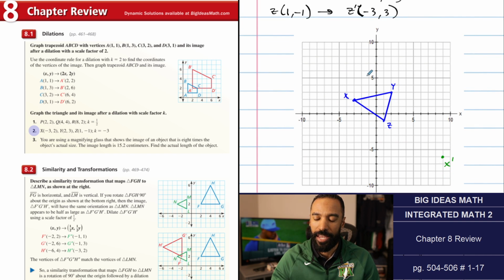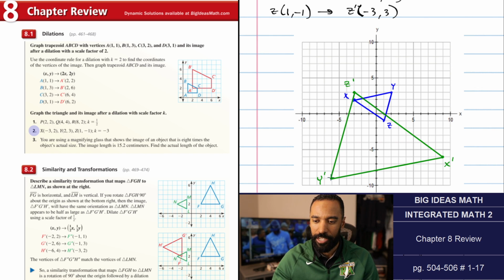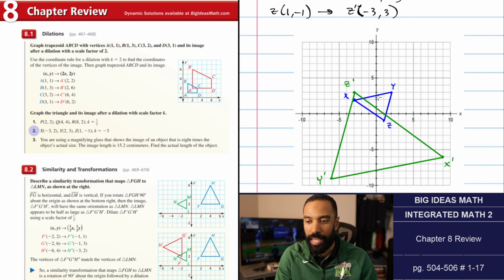Y prime is at negative 6, negative 9. And Z prime is at negative 3, positive 3. So you can see that they do go in opposite directions in a way. In such a way that this actually becomes, and we'll talk about this more for section 8 too, a rotation, a 180-degree rotation. Also a dilation, but there are two things that happen with that: dilation, enlargement, and that rotation. So Z prime goes through the origin to Z, Y goes through the origin to Y prime, X goes through the origin to X prime there. And there's the graph.